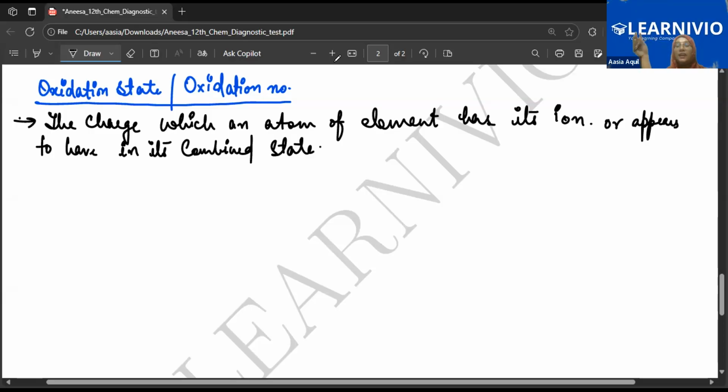And if it appears in the combined state, suppose O2 is there, combined with its own element, its oxidation state is always zero. As in the case of O2, S8, N2, all these molecules have oxidation state zero. Just remember that. So what is oxidation state? The charge which an atom of an element has on its ion or appears to have in its combined state.